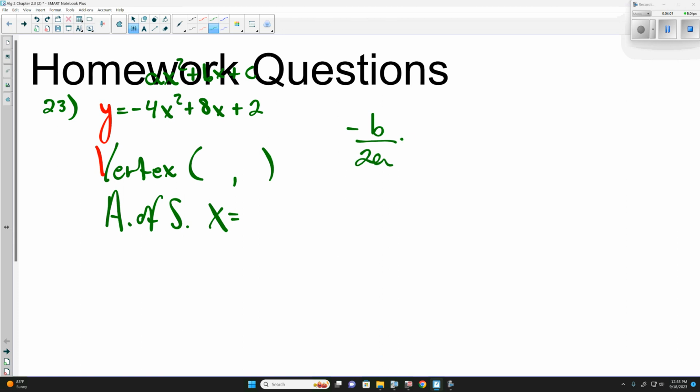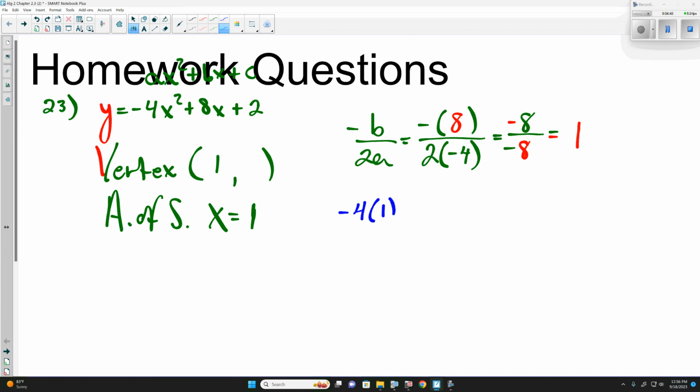So again, it's still in standard form, so we're looking at negative b over 2a first. Now the value of b in this case is 8. Value of a is negative 4. We could plug this into the calculator and get an answer, but if we do it by hand, 2 times negative 4 is negative 8. And negative 8 divided by negative 8 is 1. So the x value of the vertex is 1. The axis of symmetry is x is equal to 1.